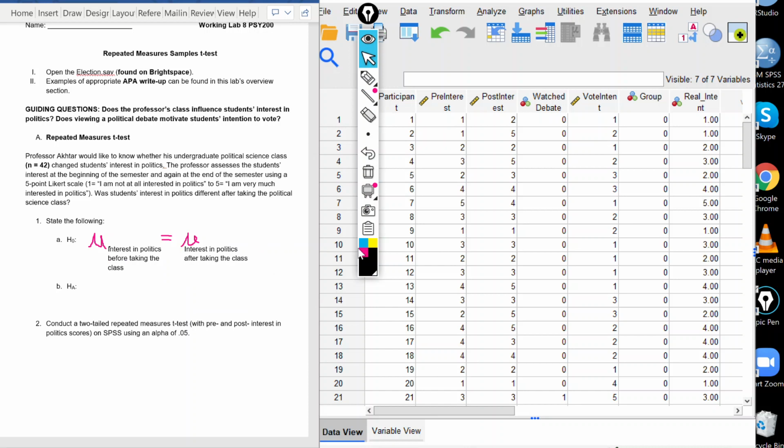So we have before right here, and then after taking the class, and we are essentially taking the difference between the pre-test and post-test. That's what SPSS is going to be doing. And then if we're going to write down the alternative hypothesis, the only difference is they will not be equal. So if we change this to the alternative hypothesis, we're saying that these groups will not be equal in some way.